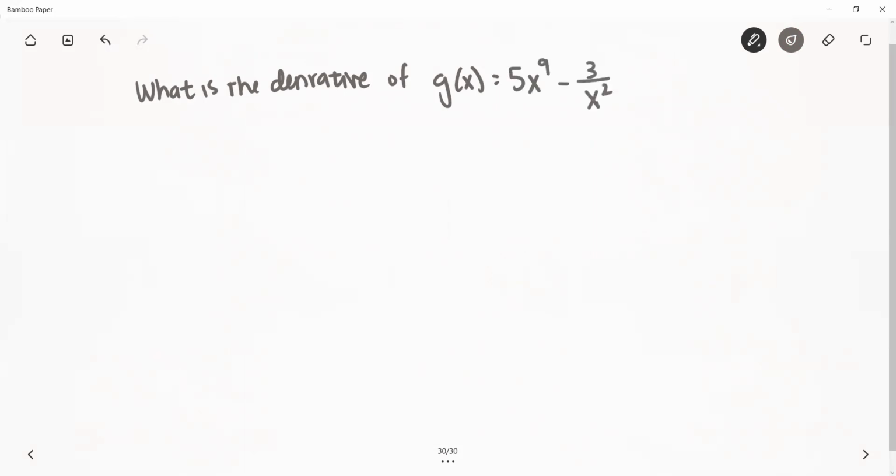So you might be asked, what is the derivative of g of x equals 5x to the 9th minus 3 over x squared plus 1/2. So I'd like for you to try and find the derivative of this. Go ahead and pause your video. And when you think you have it, you can resume to check my answer.